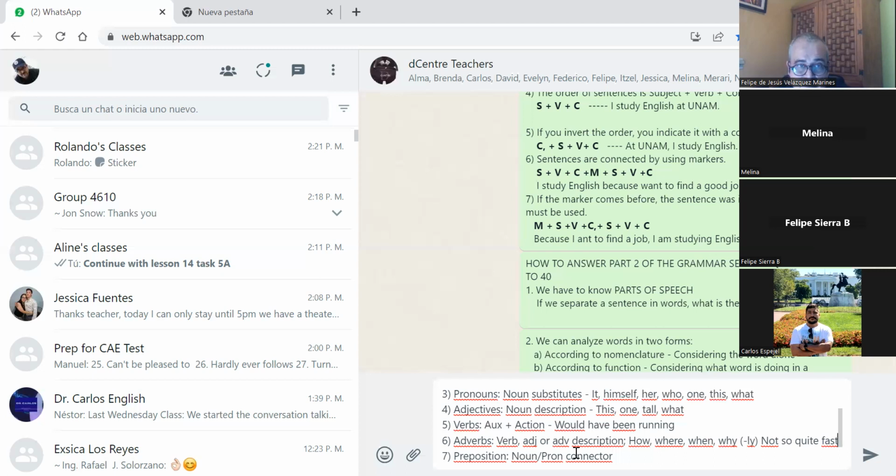I always tell the students, when you analyze a sentence and you don't know what function a word has, normally that word is an adverb. Adverbs can go at the beginning of the sentence, after the subject, in the middle of the verb, after the verb, or at the end of the sentence. Or they can even connect sentences when they are adverbials.